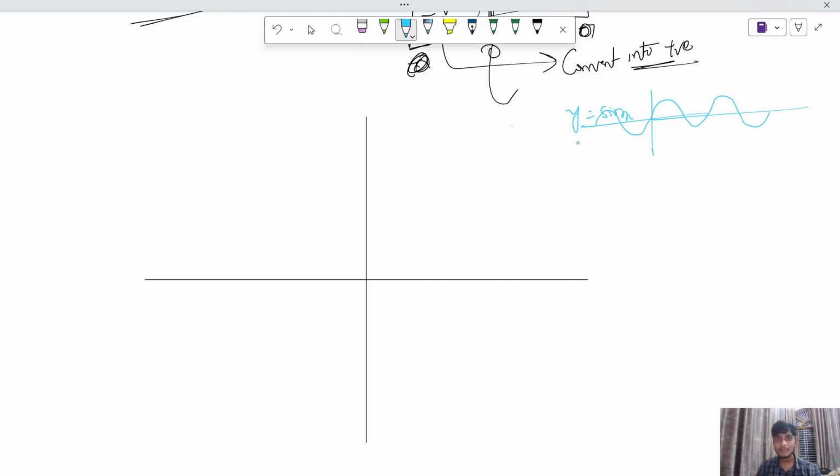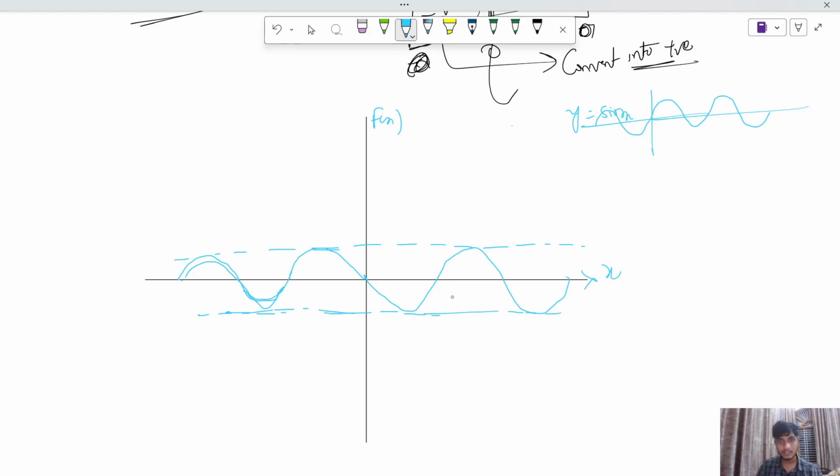I'm taking f of x versus x. Let's call this the sine function. It always looks like this, within a certain range only. We'll explain range in detail in the function chapter, but let's see in the graphs what you can learn. So this is what the sin x function will look like.